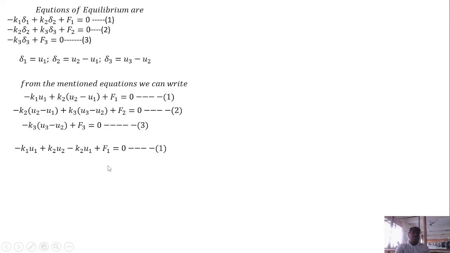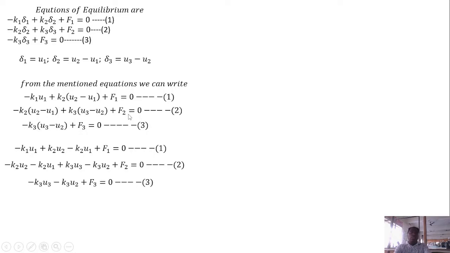Likewise, I can represent the equation. After that, in the second equation, I can multiply k2 with the internal terms and k3 with the internal terms. Here k2 into u2 minus k2 into u1 plus k3 into u3 minus k3 into u2 plus f2 is equal to 0. Likewise, I can restructure the second equation, and then I can move to the third equation. Here you see k3 into u3 minus k3 into u2 plus f3 is equal to 0.